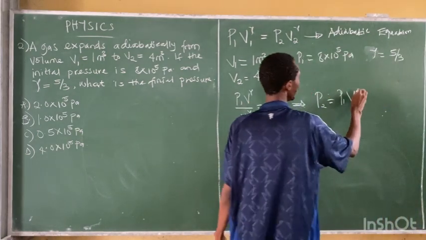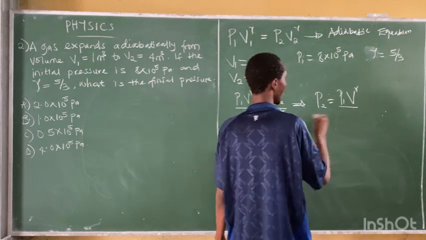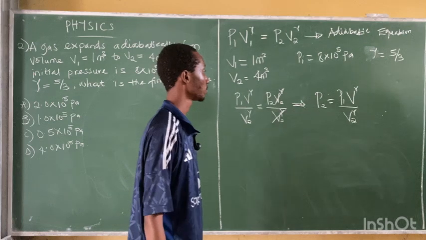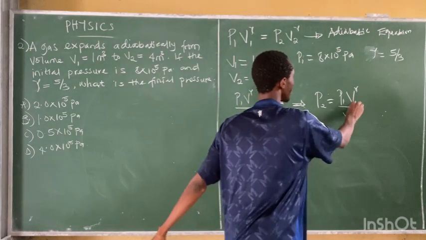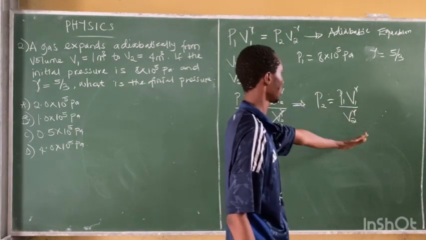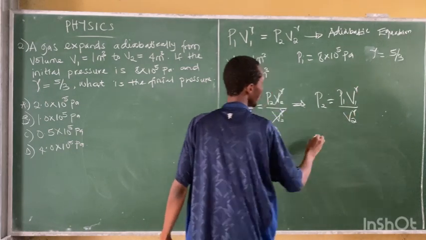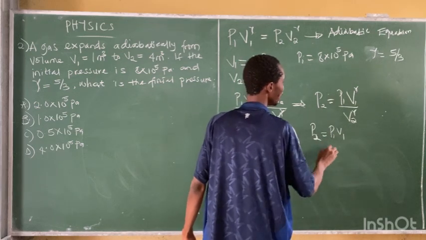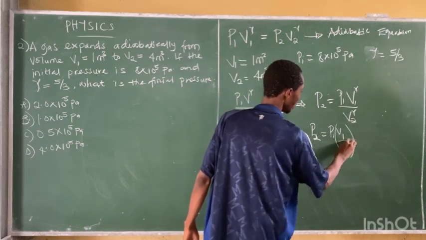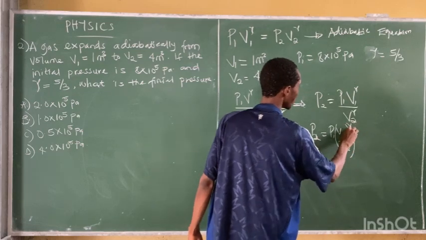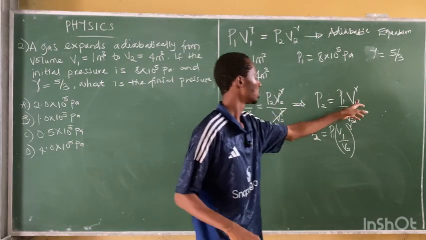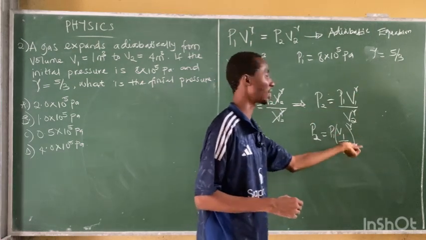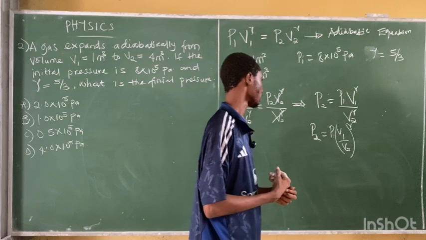P1 V1 gamma divided by V2 raised to power gamma. Now something is common here, right? This is V1. Something is common here. So we can rewrite this equation as P2 is equal to P1 V1 divided by V2 all raised to the power of gamma. Because both of them are raised to the same power. So we divide both of them and raise them to one particular power.